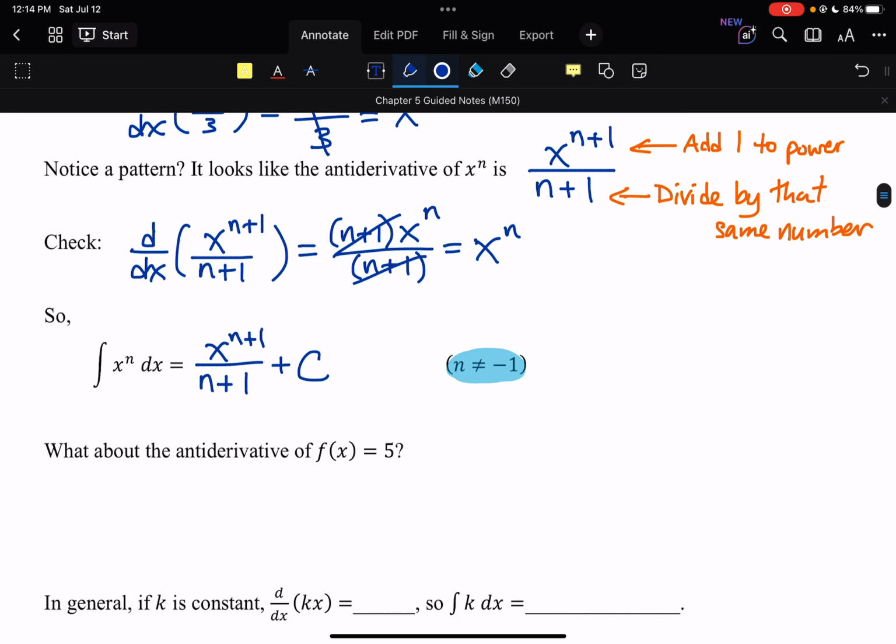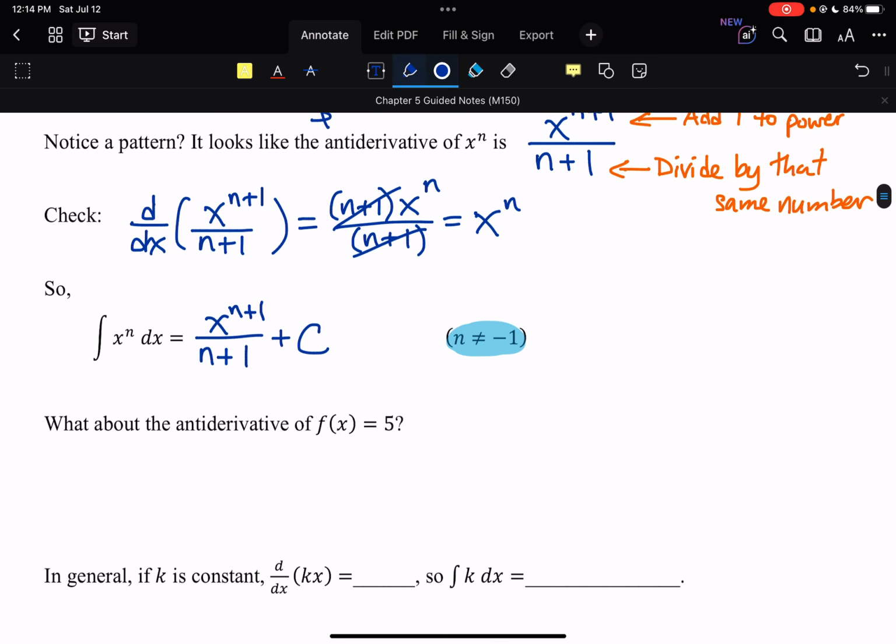Now let's look at another special case here. What about the antiderivative of a constant function? The antiderivative of a constant, we can actually derive using the power rule, and it's a pretty slick argument. So let's take a look real quick. Our function is 5. That's the same thing as 5 times 1. Don't worry about why I'm pulling this out of thin air, but technically times 1 is still the same thing.